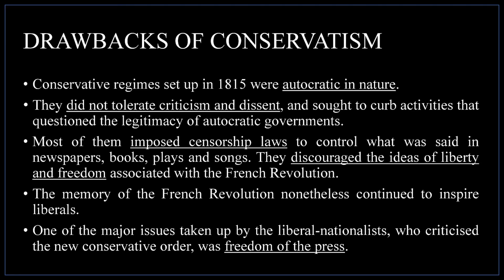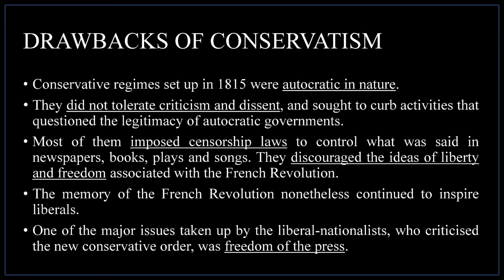Obviously, there were many drawbacks to this restoration done by the conservatives. Conservative regimes set up in 1815 were obviously autocratic in nature. They didn't tolerate criticism, they didn't tolerate dissent, and they sought to curb activities that questioned the legitimacy of autocratic governments. Most of them imposed censorship laws to control what was said in newspapers, books, plays, and songs. They discouraged the ideas of liberty and freedom associated with the French Revolution. The memory of the French Revolution, however, continued to inspire the liberals further.